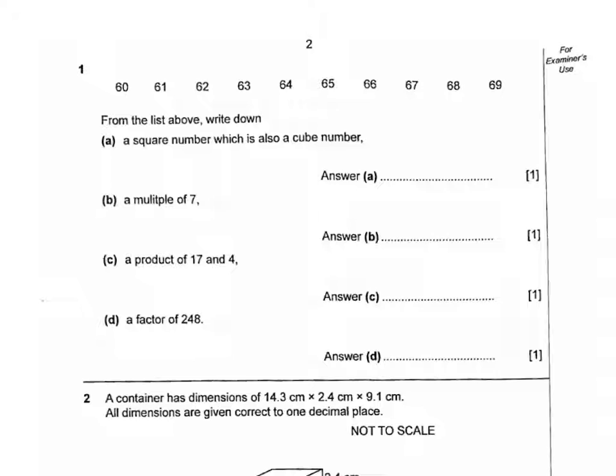Okay, I need the red pen. Okay, so we have 64. It's a square of 8 and it's a cube of 4. Then we go to a multiple of 7. If you don't know, you just have to check which number is divisible by 7. You can start with the first, second, third, but in this case we have 63.